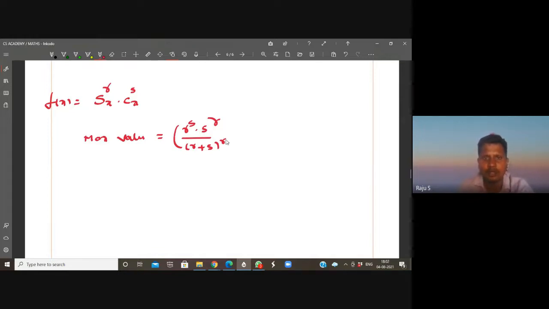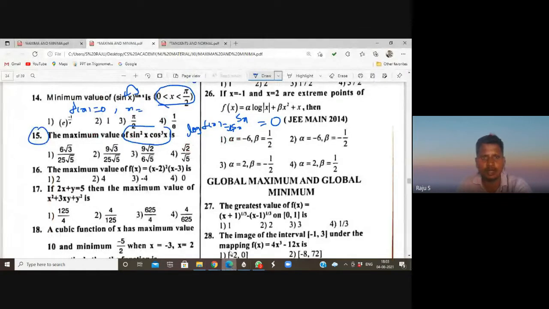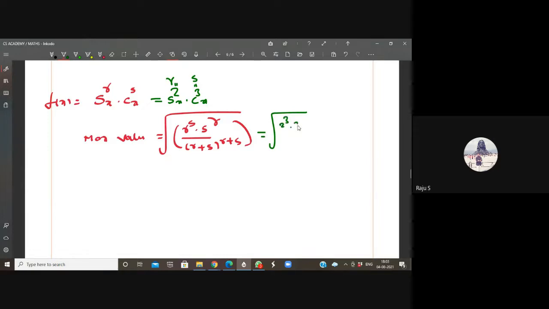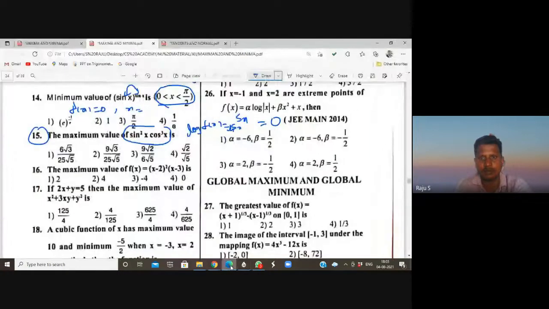Here the property is r plus s, under the square root. This is the property. So for a function in the form of sine square x cos cube x, this is the r value and this is the s value. Substitute here and you will get the answer. 2 power 3, 3 power 2, 5 power 5. What is the answer, Amma? You will get any one of the answers.